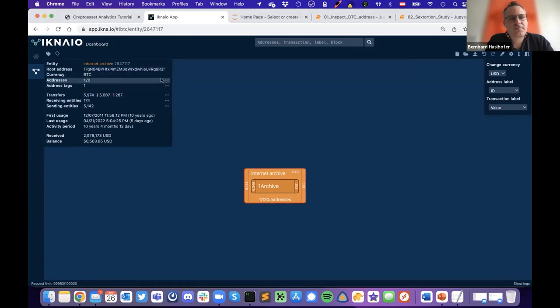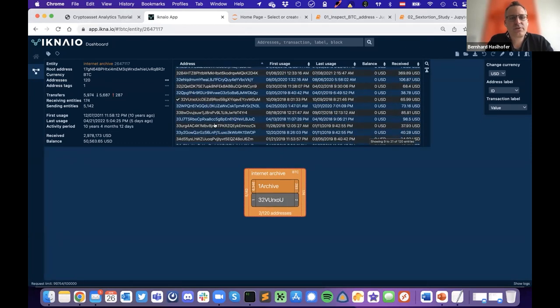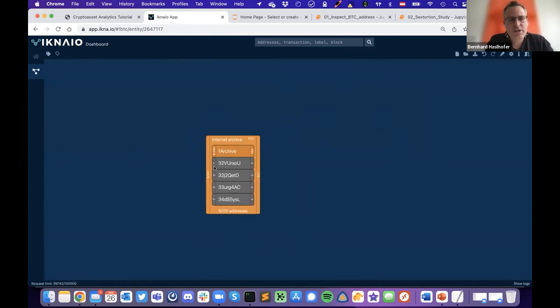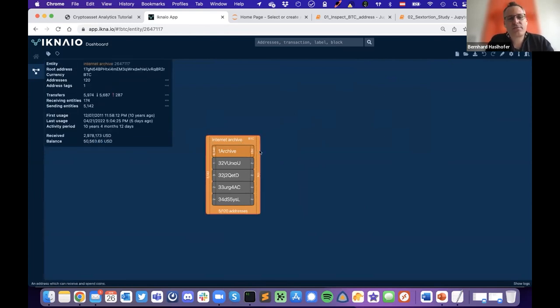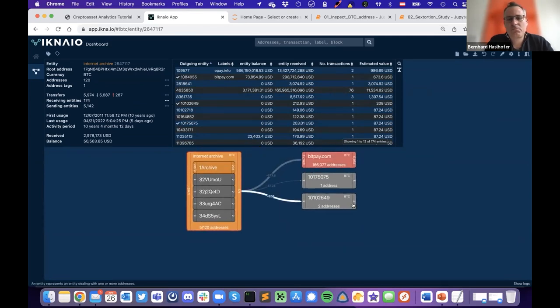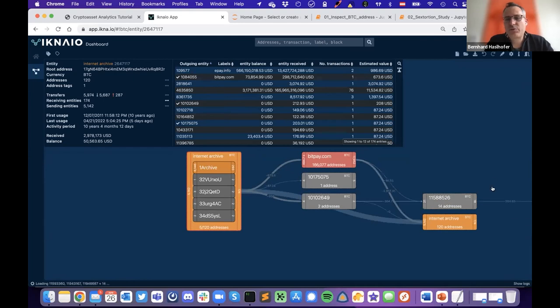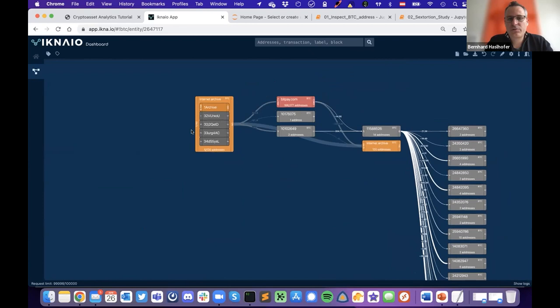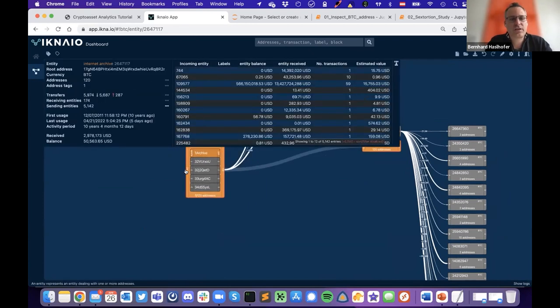And we see that the Internet Archive, at least according to our clustering algorithm, not only controls one address, but several addresses. So this is what I meant before. Based on our clustering and attribution tags we added to our system, we now have a node that represents an entity in our ecosystem. And since it's a huge graph, we can traverse those relationships. So we can see where the money has been sent to, and better understand the relationships between the entities that were involved in this. We can do this for the outgoing side. We can also do it for the ingoing side. So we can check where the money came from.